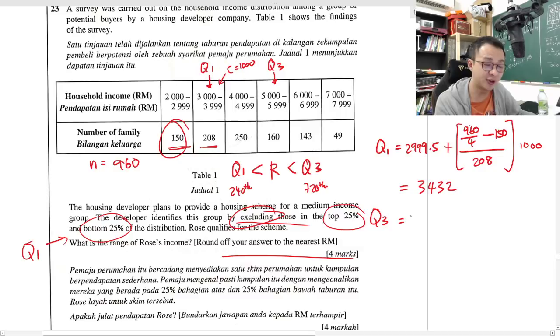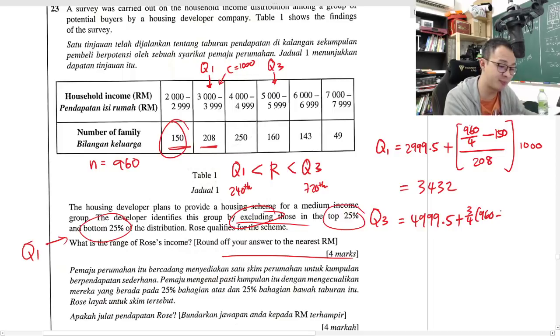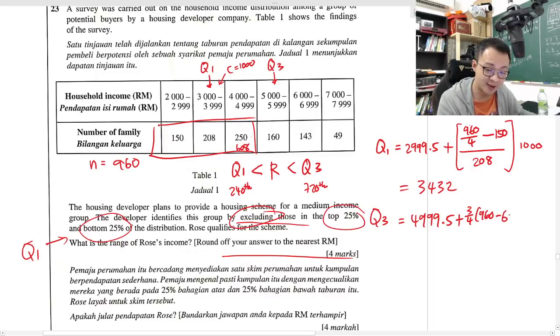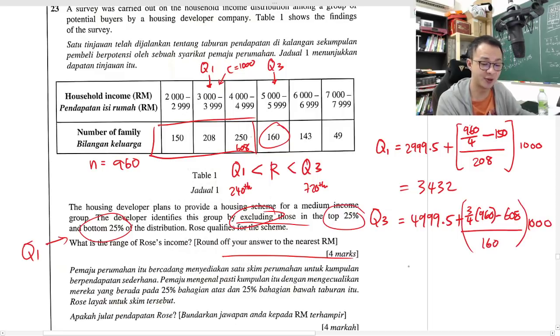Alright, then I will do the same thing for Q3. For Q3, the lower boundary will be 4999.5 plus 3 over 4 n, which is 960, minus the cumulative frequency before the class. So I need to accumulate here. Just now I said it's 608, right? So minus 608, divided by the frequency of the class itself, which is 160, and then multiply by the class size, which is C.